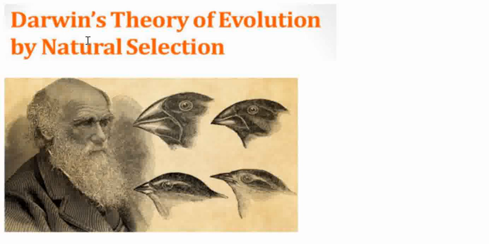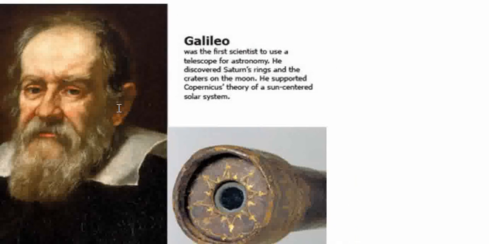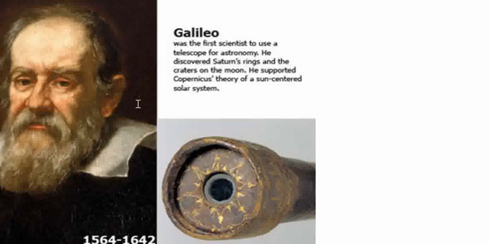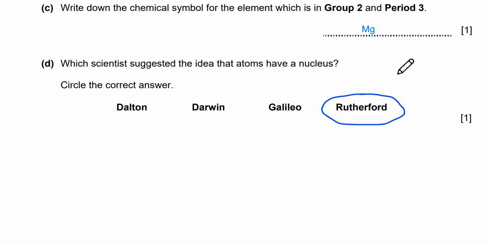Well, Darwin is well known for his theory of natural selection, evolution, so it's biology, so it's not related with atoms. And the last is Galileo. Galileo is well known for his invention of the telescope for astronomy. So that's it. Our correct answer will be Rutherford. So we have circled this one. Now let's move on to the next question.